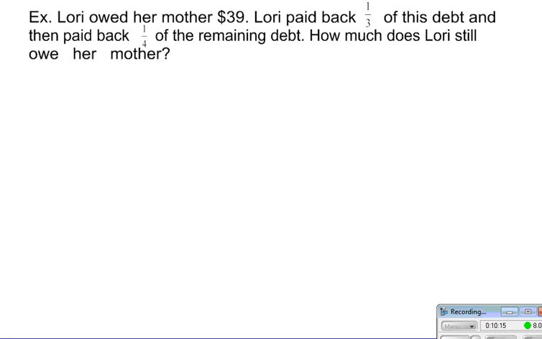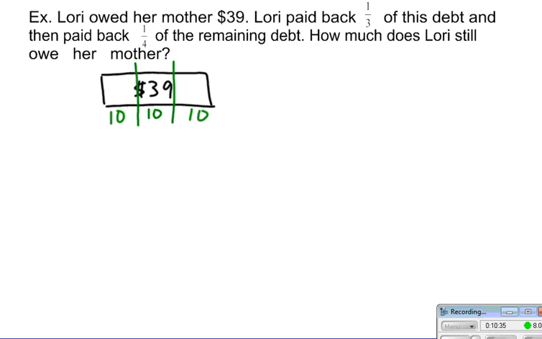So I encourage you to try a strategy similar to what we did with $30 if you're not sure what to do. So she started with, in this case, $39, and we need to think, okay, well, we need to split that in 3. So how much is that in 3 groups? Well, $10, $20, $30. Okay, that's not split. Now we need to split up the 9. Well, 3, 6, 9. So each of those groups is $13. So that's a quick way to do it. So she paid back 1/3 of this debt. So that means $13 was paid.